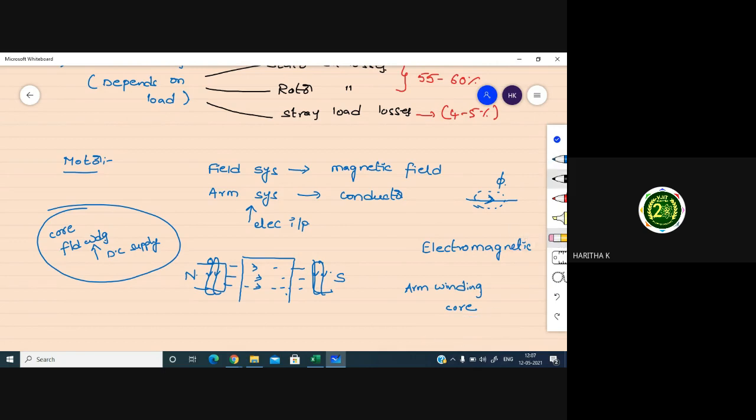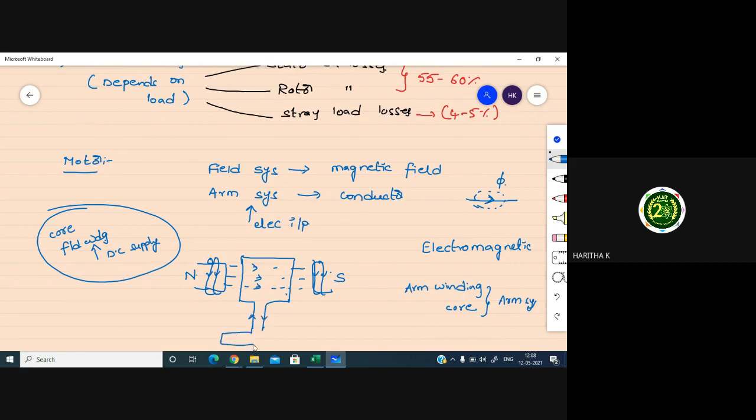So the armature system consists of, again, the armature core and armature winding. That complete armature is the armature system. This armature system is placed in the magnetic field produced by the field system. In that magnetic field, we are placing the armature.